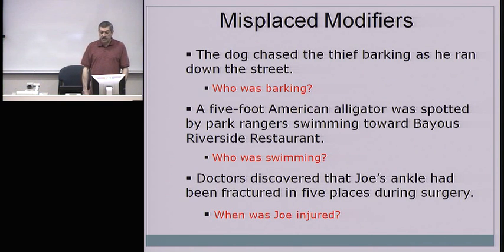And again, another big mistake is misplaced modifiers, where the student doesn't write exactly what he's talking about, and it's confusing. The first example is: the dog chased the thief, barking as he ran. That's very unclear. We're not sure who was barking, the thief or the dog. And the other one follows the same way: the 5-foot American alligator was spotted by the park ranger swimming toward the Bayou's River restaurant. Again, it's confusing who was actually swimming, the alligator or the ranger. And the last example shows you the same way. We're not sure when Joe's injury happened.